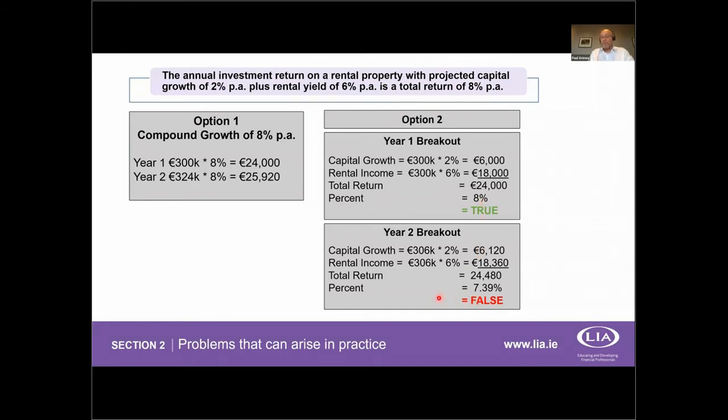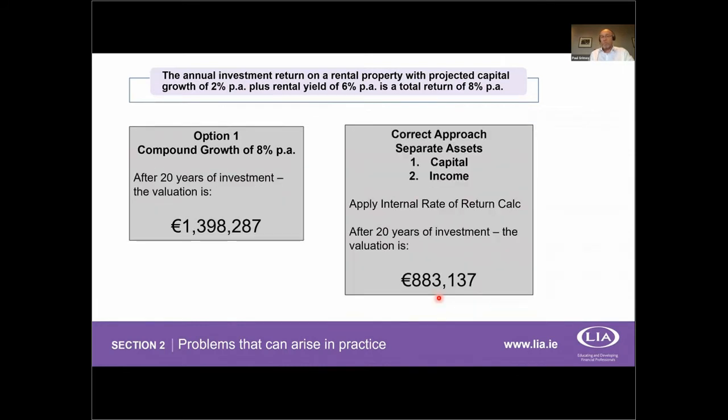Okay. Now, when I looked at this problem set, what we were solving for, in terms of what was being sent to the client, was that the client was being given an expectation that an investment into property of 300,000 at the time would give them, after 20 years, an outcome of 1.4 million. The actual outcome would be 883,000. So quite a significant overstatement, from adding together incorrectly an income yield to a capital growth. It doesn't work out.